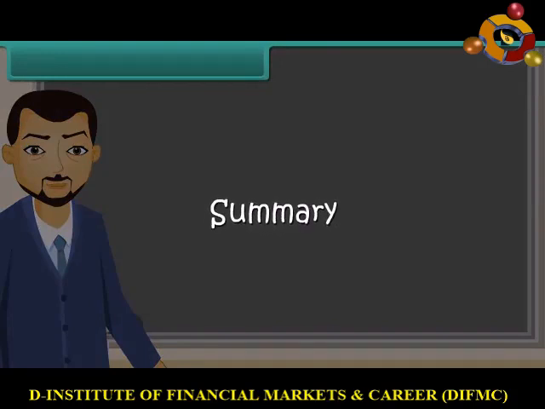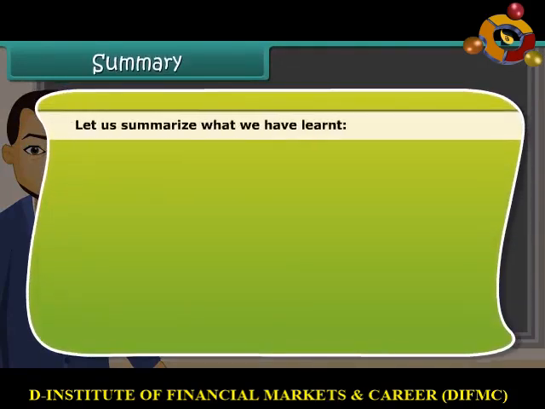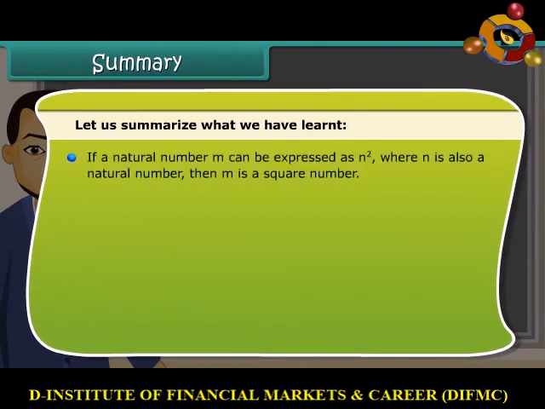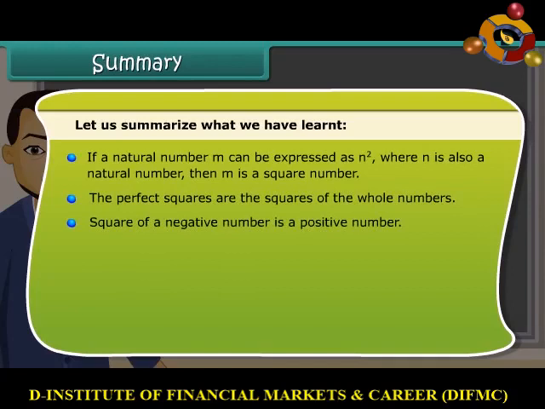Summary. Let us summarize what we have learned. If a natural number m can be expressed as n square, where n is also a natural number, then m is a square number. The perfect squares are the squares of the whole numbers. The square of a negative number is a positive number.